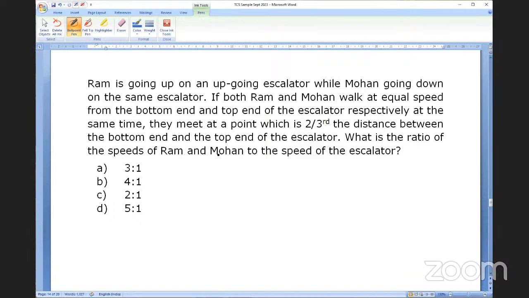Ram is going up on an upgoing escalator, while Mohan is going down on the same escalator. If both Ram and Mohan walk at equal speed from the bottom end and top end of the escalator respectively, this is an escalator, Ram is moving up on an upgoing escalator and Mohan is coming down. And both of their speeds are the same. Let the speed be x.